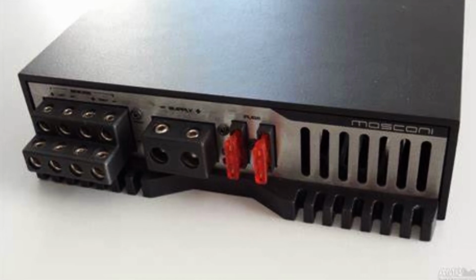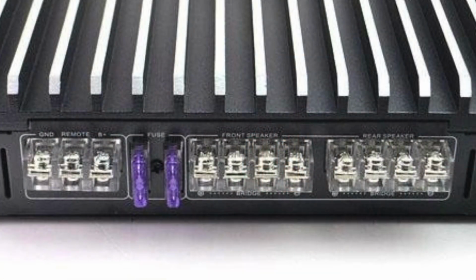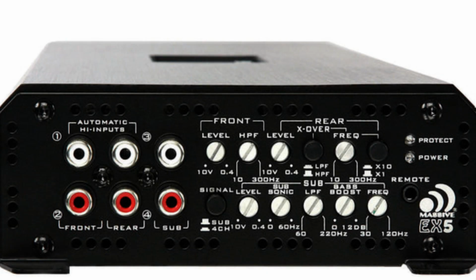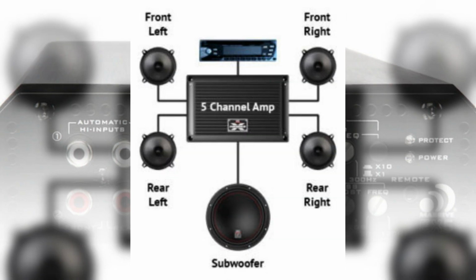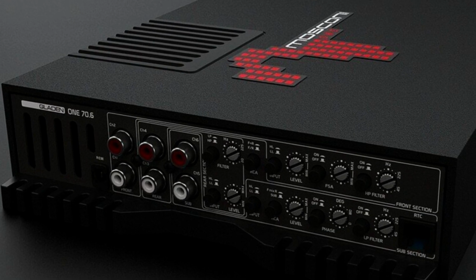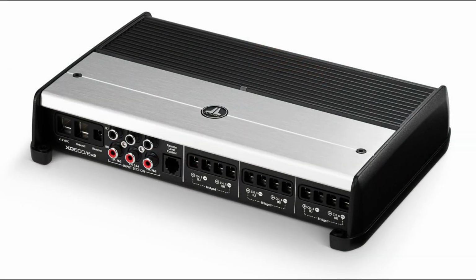A four-channel amplifier can power four speakers or subwoofers, or two speakers and two subwoofers in a bridged mode. A five-channel amplifier can power four speakers and a subwoofer, or two speakers and three subwoofers in a bridged mode. A six-channel amplifier can power six speakers or subs, or three speakers and three subs in a bridged mode.